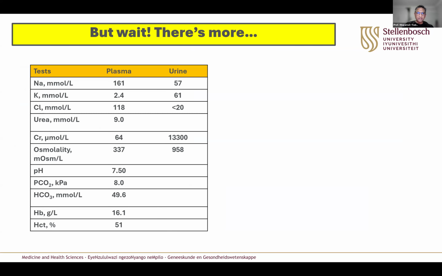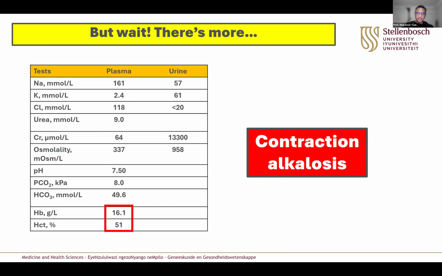Just one other thing. In our patient, I said earlier, the patient also had a very high hemoglobin and a very high hematocrit. And this also pointed towards hemoconcentration and ECF volume contraction. So in fact, the patient didn't only have metabolic alkalosis due to vomiting, but also had a so-called contraction alkalosis due to the ECF volume contraction.